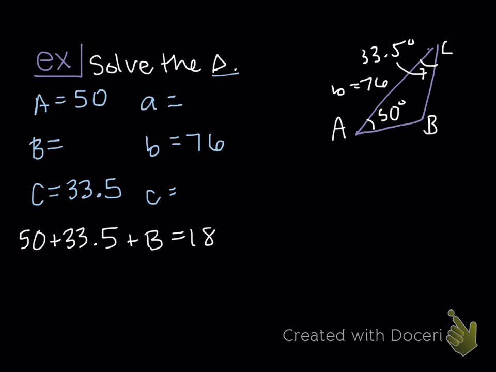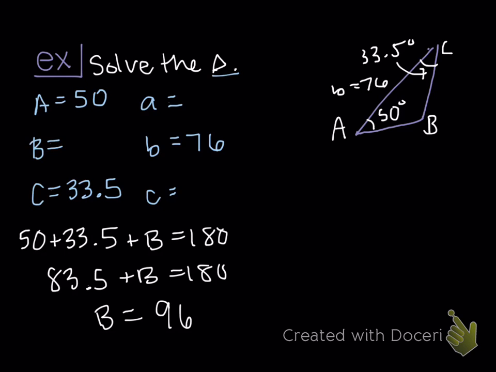So for my first step, I'm going to add 50 plus 33.5 plus b, and I'm going to set it equal to 180 because that's how many degrees are in a triangle. So when I add this up, I get 83.5 plus b equals 180. And then we just simply have to subtract that over. So 180 minus 83.5 will be 96.5 degrees. So I can fill this in as 96.5. So now at this point, this would be my matching set of information. So now I can go ahead and start step 2.